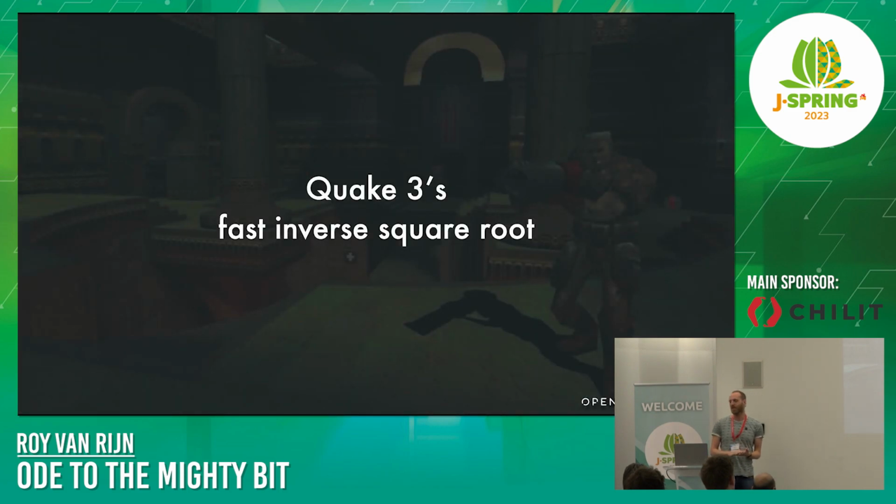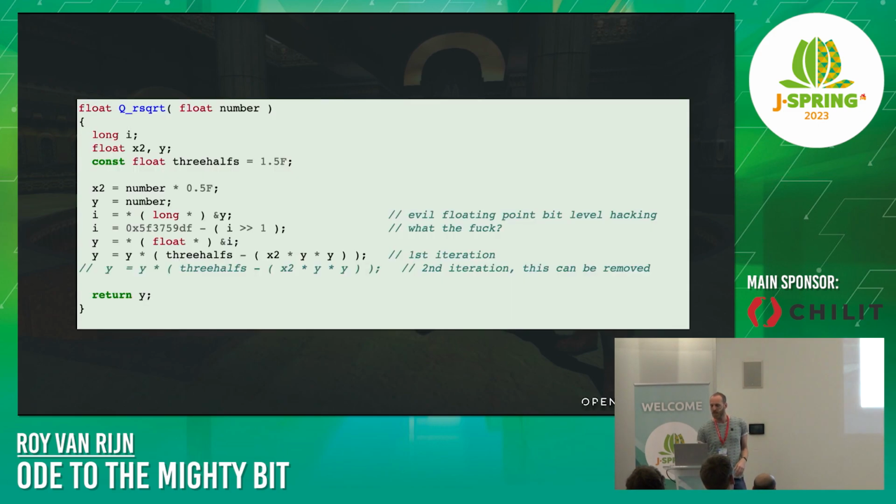Now we get to one of the coolest uses of this, and this is actually from Quake 3. Not so long ago, a couple of years ago, the source code was released, and people started digging around in it. And they found this little method. The comments are actually from Quake 3 itself: evil floating point bit level hacking, what the fuck. First iteration, second iteration, this can be removed.